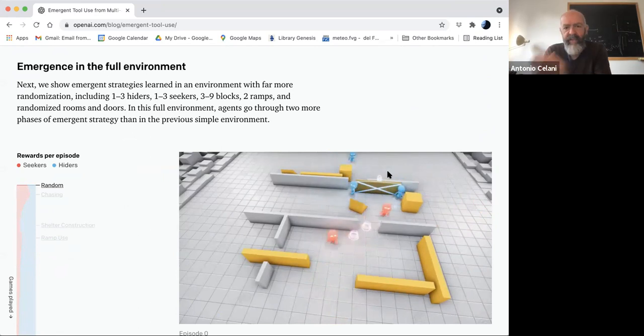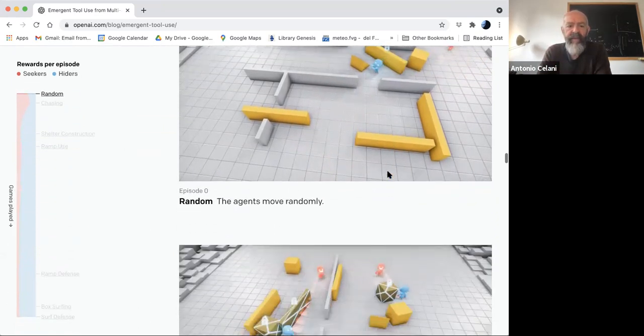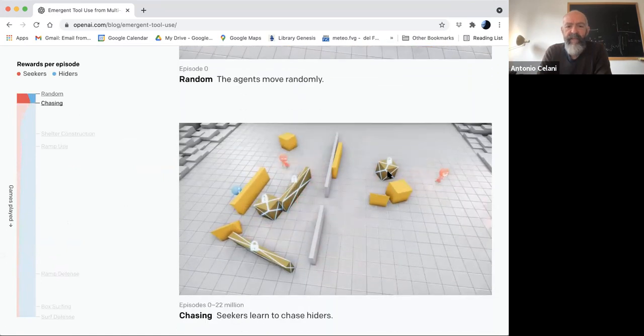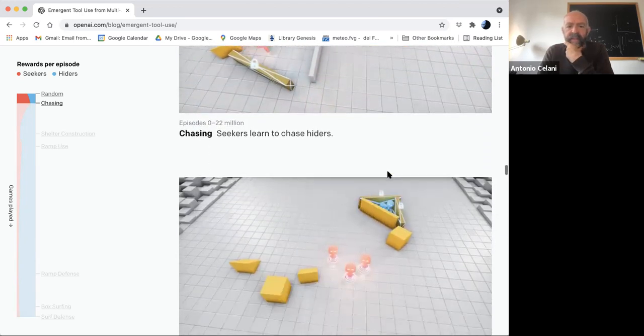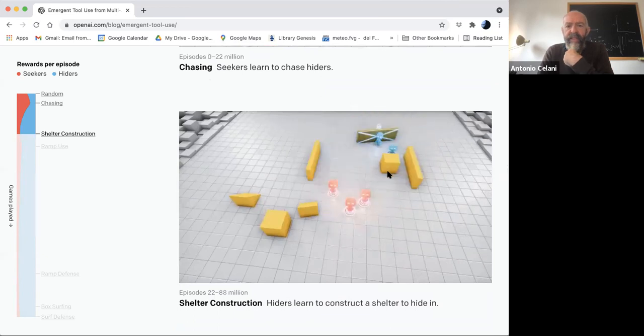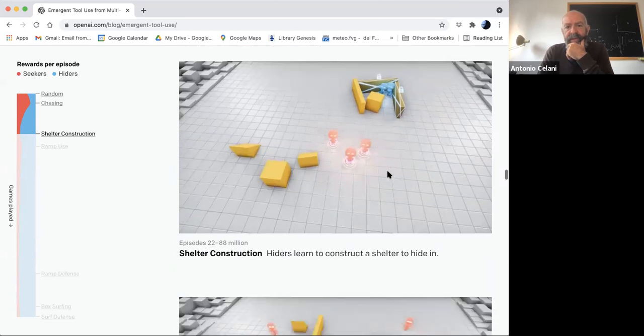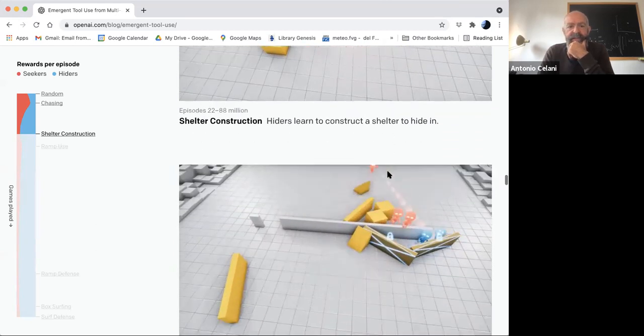At the beginning, as usual, we start again from 0 and they do stuff at random. After several millions of episodes, then again, the seekers learn to chase the hiders, and that's what they are doing here. And now the hiders learn to build up a shelter from the pieces that they have. So since there is not a room, well, let's make one. And quick enough.